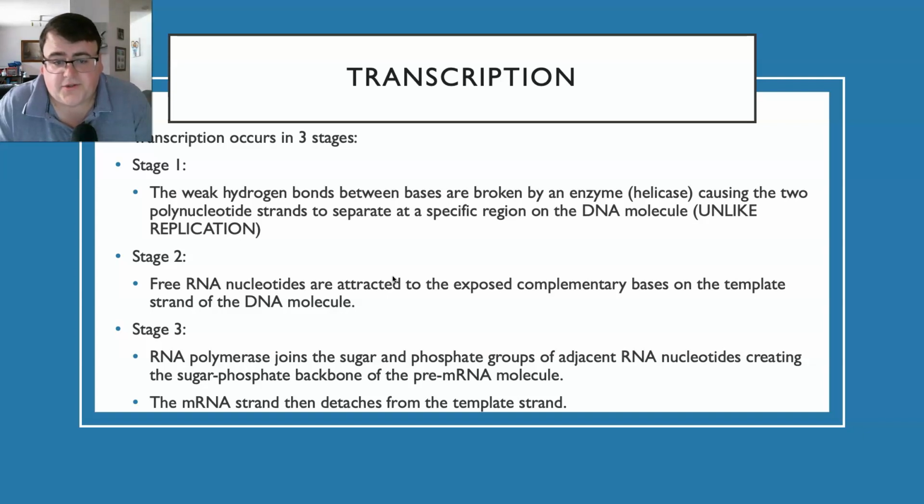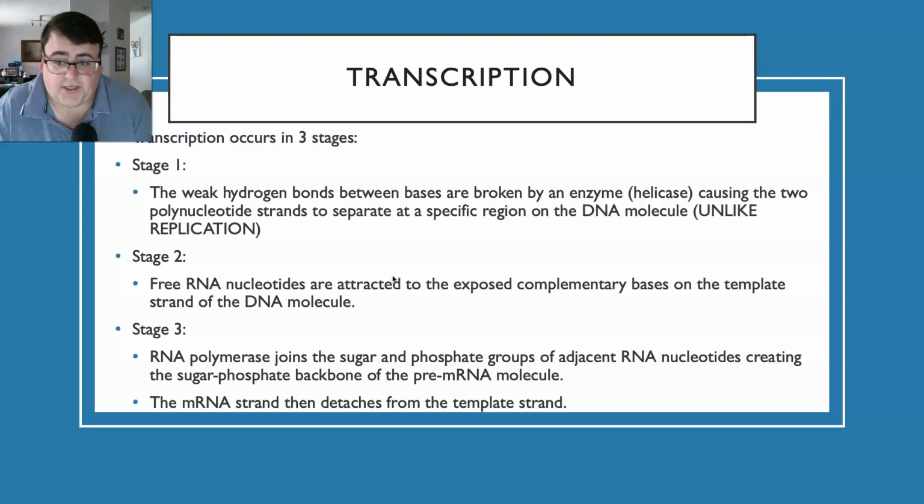So stage 1, the weak hydrogen bonds are broken between the DNA strands by the enzyme we talked about last week, helicase. That causes the two specific polynucleotide strands to separate at one specific point of the DNA molecule. When we talked about DNA replication last week, we said helicase was unzipping the entire DNA strand and separating the two strands entirely. In transcription, we only want one specific gene, so helicase will only unzip the DNA molecule at the site of that specific gene. The rest will stay zipped up.